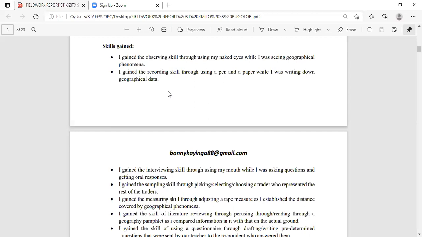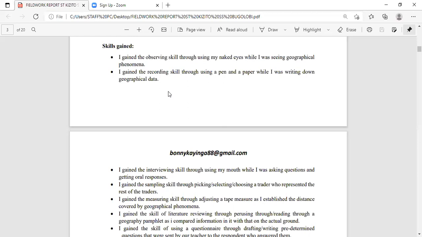Now, how do we get the skills? All stages of field work, you can gain skills. Straight away from the preparation stage, you can gain a skill. Now, when we go to actual field work, all methods are skills. All methods are what? Skills. And then when you go to the follow-up, we also gain skills from that stage of follow-up.